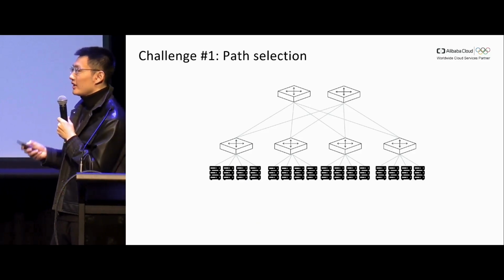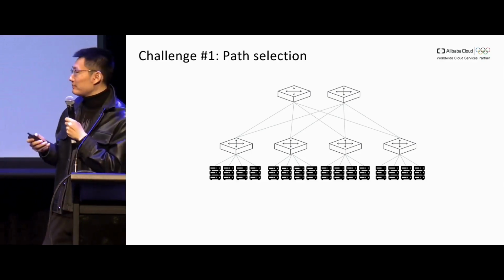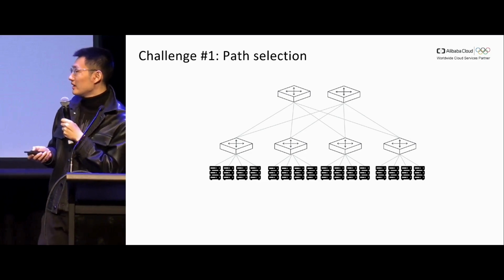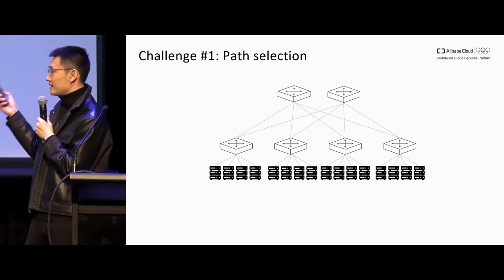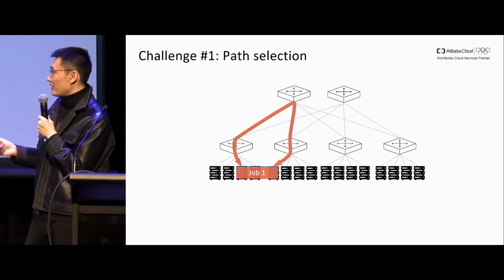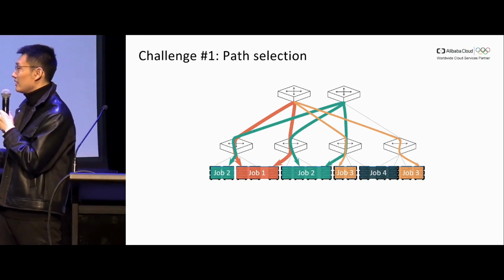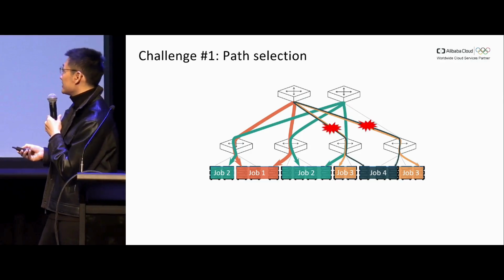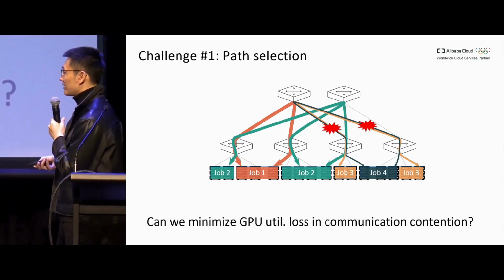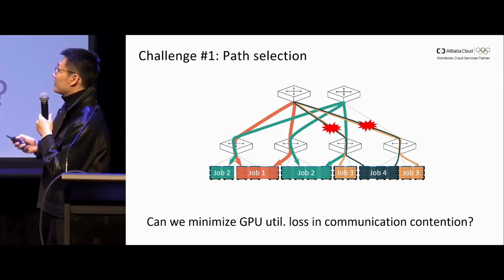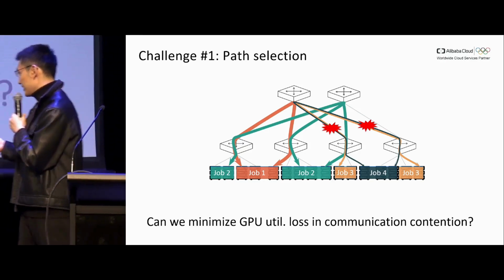State-of-the-art GPU clusters usually provide multiple layers of network switches. So there are multiple paths between GPUs. Although traditional hash routing can balance the load between network paths, when the number of jobs increases, communication contention is inevitable, regardless of path selection. So, given that communication contention is inevitable, the challenge is, can we design a better path selection strategy to minimize GPU utilization loss in communication contention?